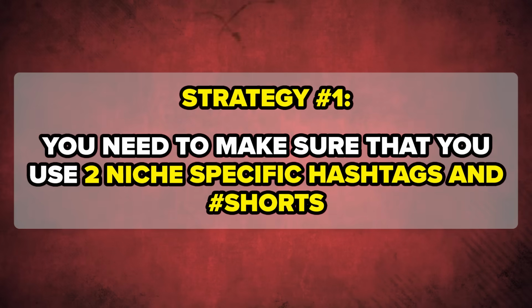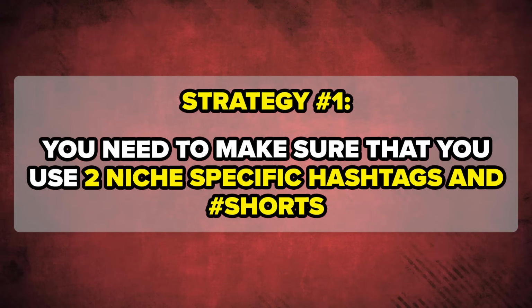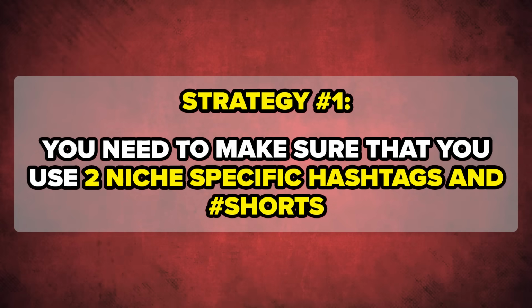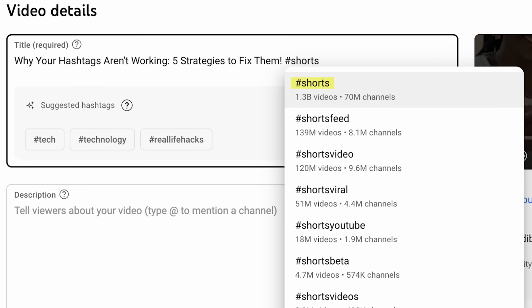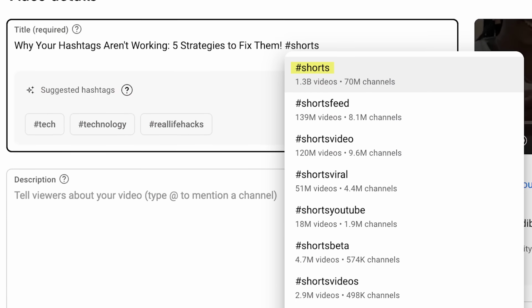Strategy number 1 is you need to make sure that you're using 2 niche specific hashtags and hashtag shorts. Now, before I get into all the other strategies, and by the way, the last one I'm going to share with you is by far the most important, I need to explain to you the 3 different types of hashtags you could actually use on YouTube. The first one is simply going to be using hashtag shorts. You should only use this when you upload a YouTube short.